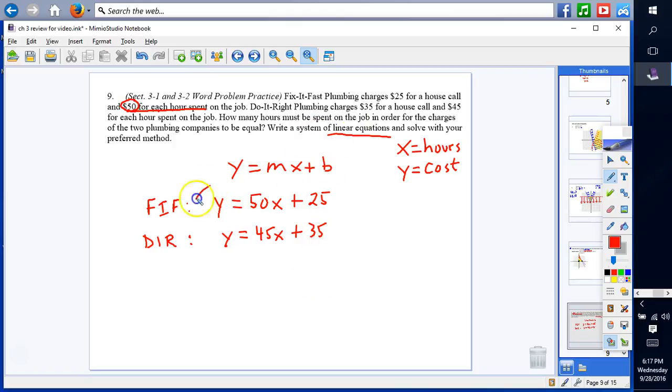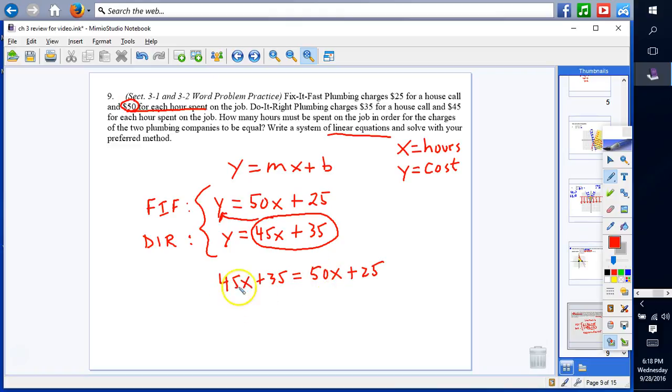Okay, so here's our system, and we get to pick either method. I would probably say that substitution might be a little easier because both of these are solved for y, so you could think of it this way. This could replace y in the top equation. So we're going to solve. They want to know how many hours. So we're solving for x. So 45x plus 35 equals 50x plus 25.